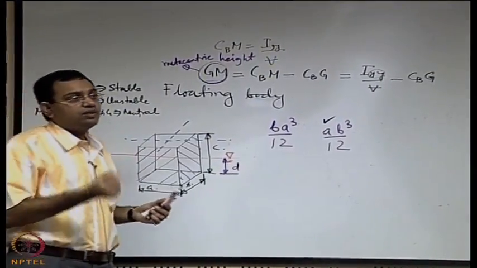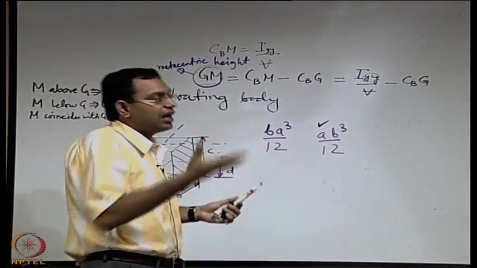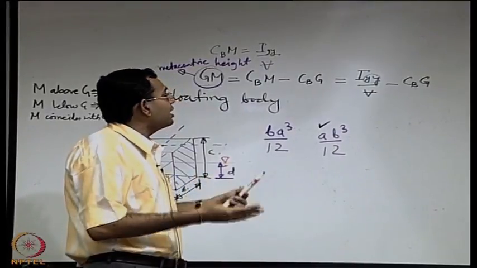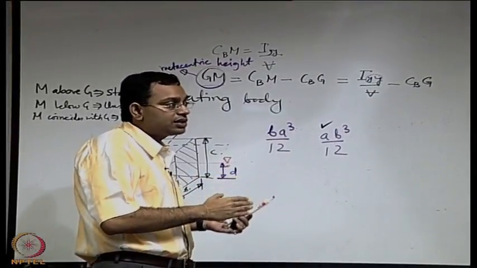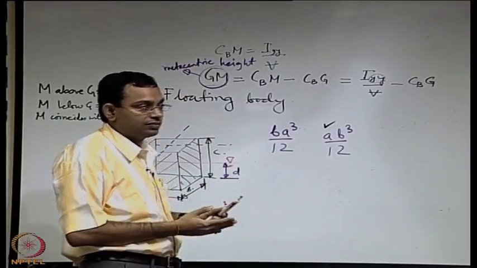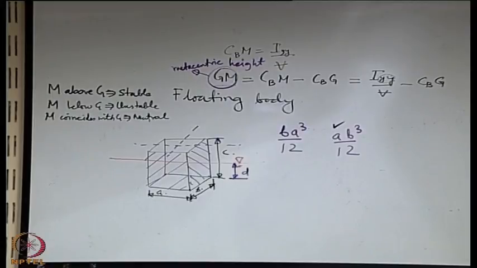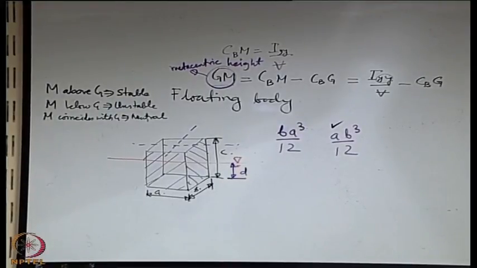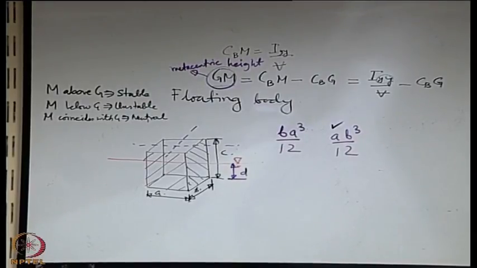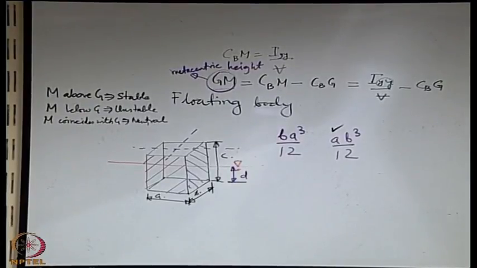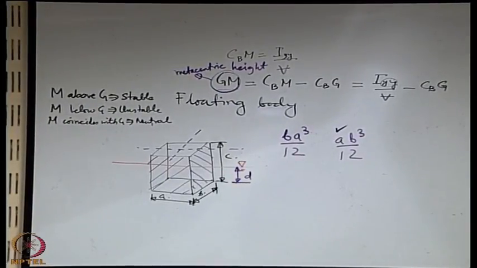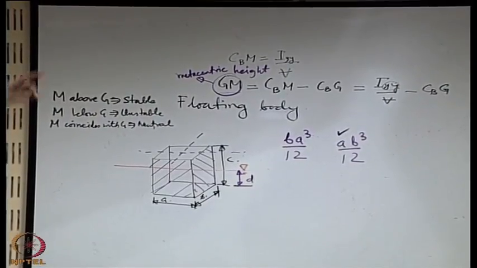So the location of G, if it goes higher and higher, it might convert a previously stable system into an unstable one. Let us look into an animated example to consider this case. In this animated example, we will see how the stability may be disturbed because of the shifting of the distribution of weight of the body. So let us look into it carefully.